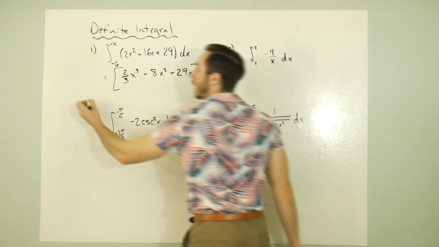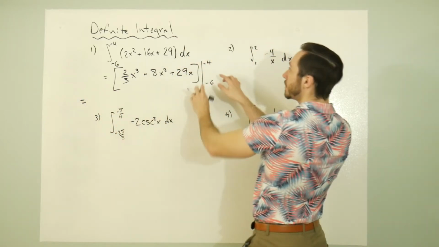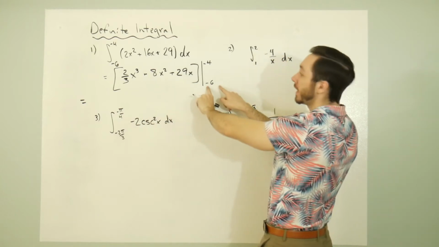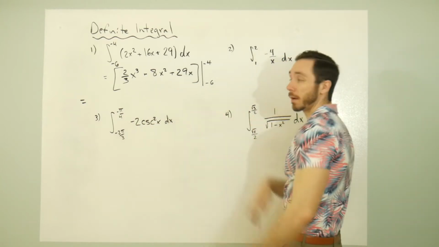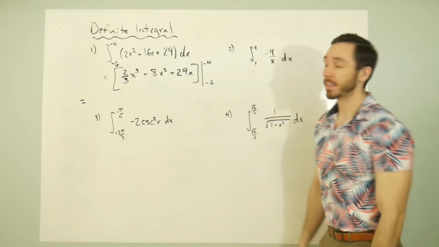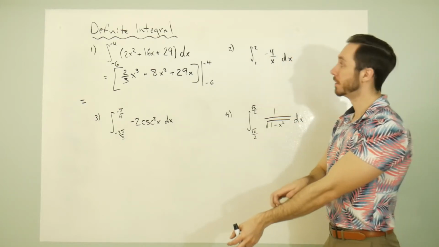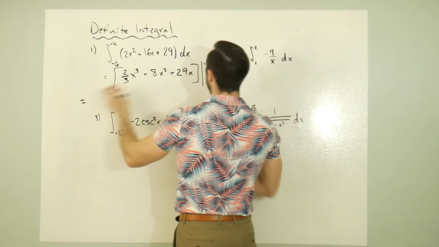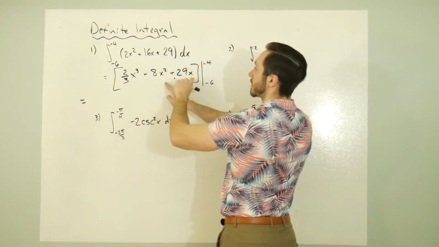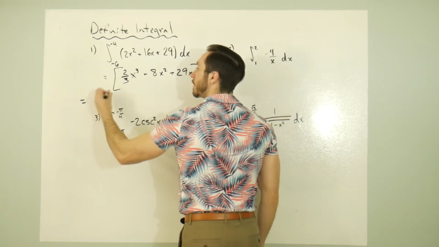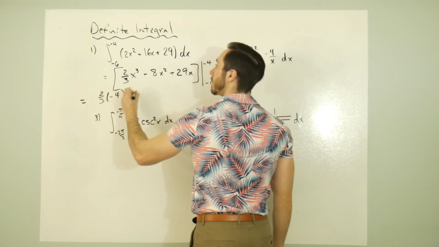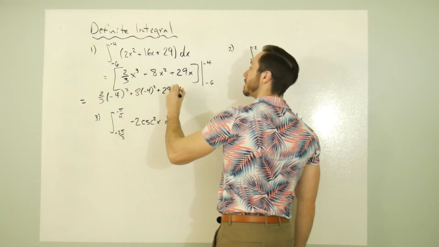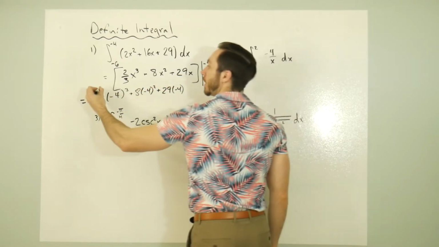Continuing this process, we're going to have a pretty long string here. What we want to do is plug in -4 to this expression and then subtract off what would happen if we plug -6 into this expression. And this is due to our fan favorite theorem, the fundamental theorem of calculus, which allows us to perform this algebraic step here. So I want to take -4 and plug it into all these x's. So it's going to be 2/3 times -4 to the third, plus 8 times -4 to the second, plus 29 times -4.